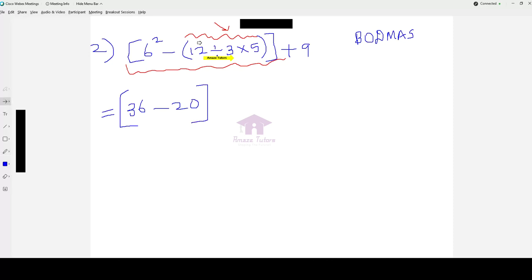So you can even write this separately. You can divide and write 4 in the first step, and in the next step, you can multiply 4 times 5 and show the steps. But even if you do it directly like this, no problem at all. Now, we have to finish the bracket first. This one, left side, subtraction. How much is 36 minus 20? 16. 16 plus 9 equals 25. That's all. This is the final answer.